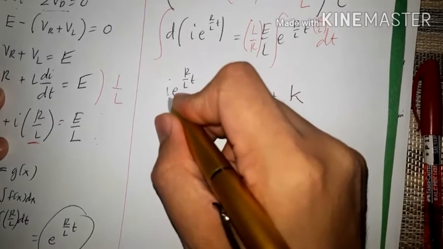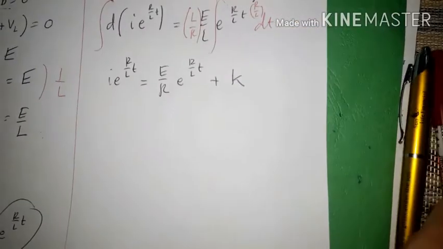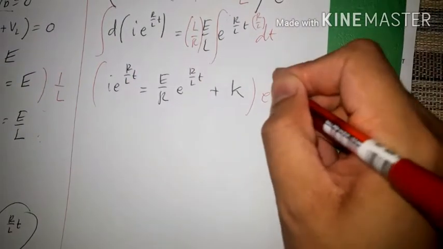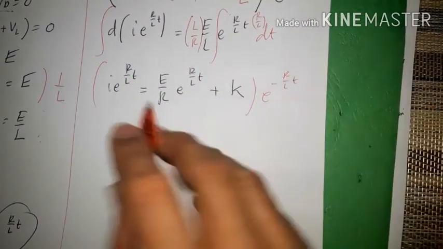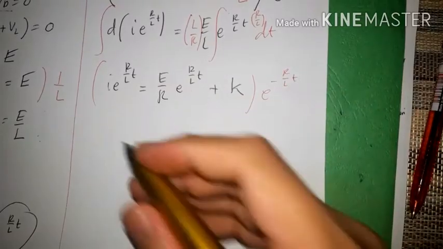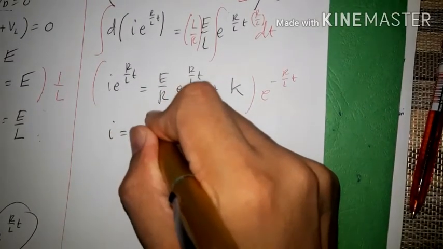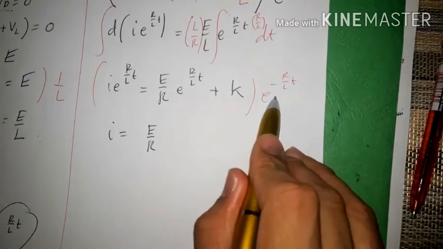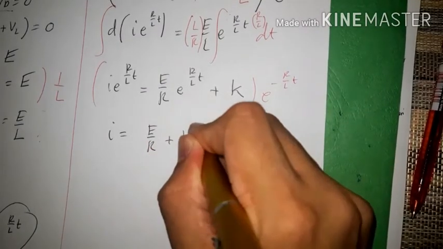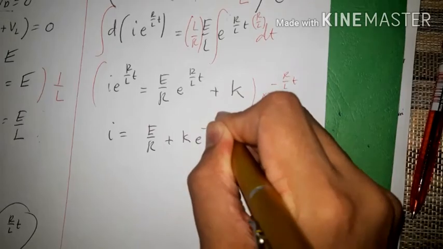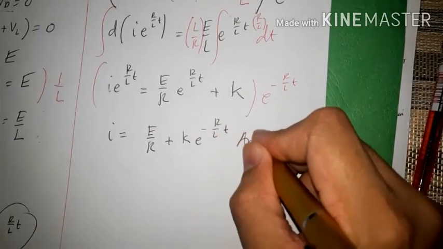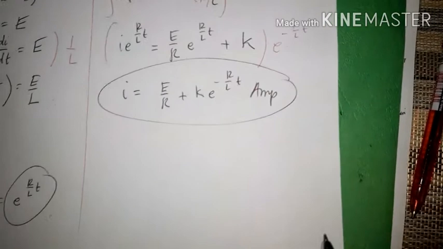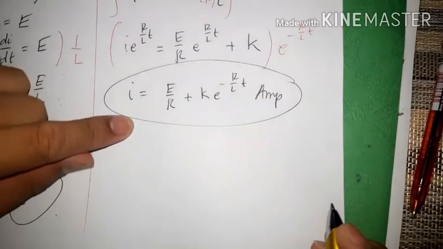So, isolating I by multiplying this all by e to the negative R over L t to cancel this out, that gives you I is equal to E over R, and by multiplying this by that, it cancels out. So that gives you plus K e to the negative R over L t. This is in terms of ampere. So this is the general solution.